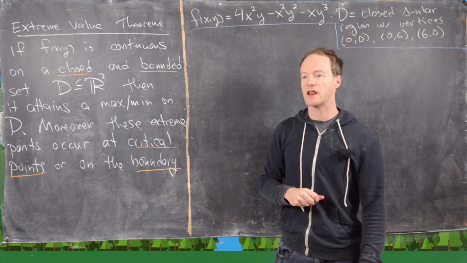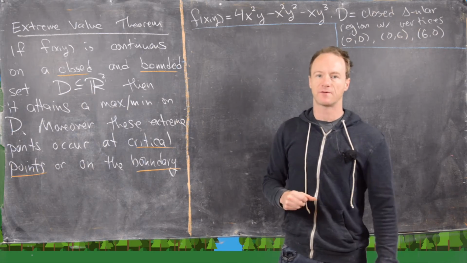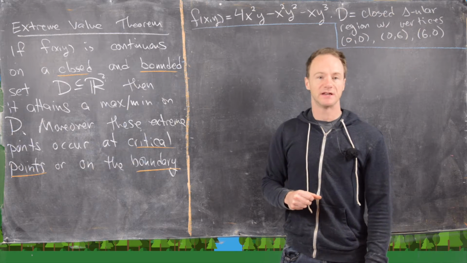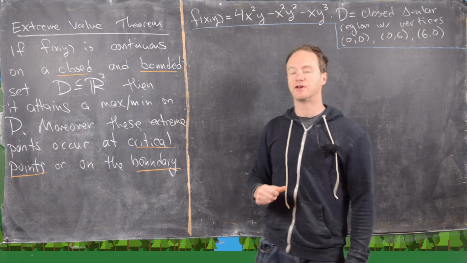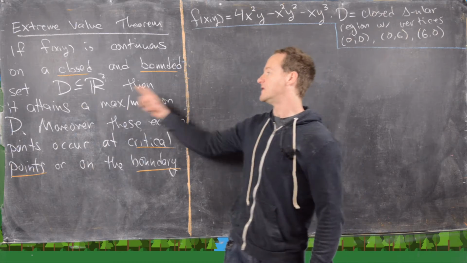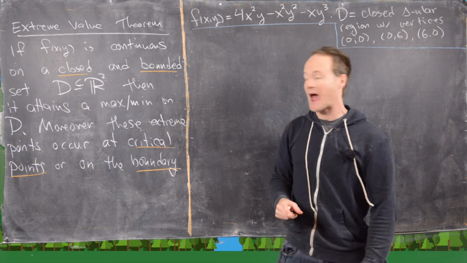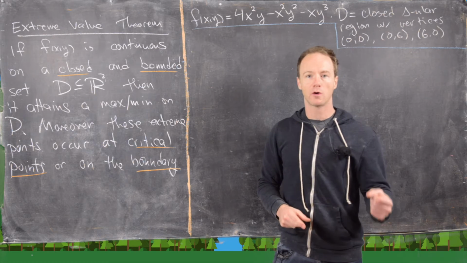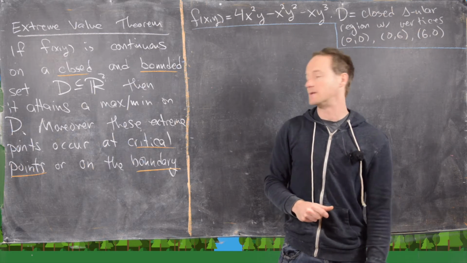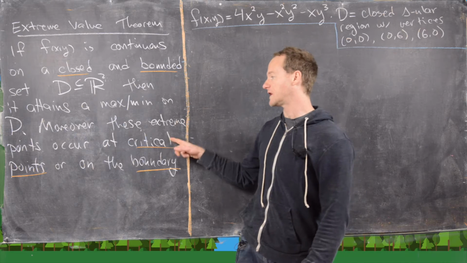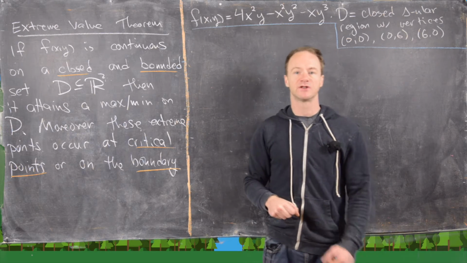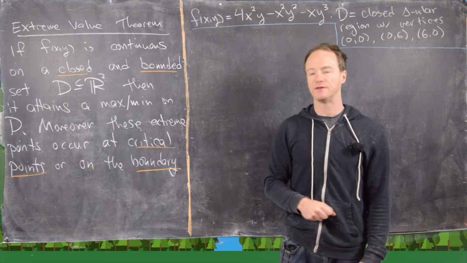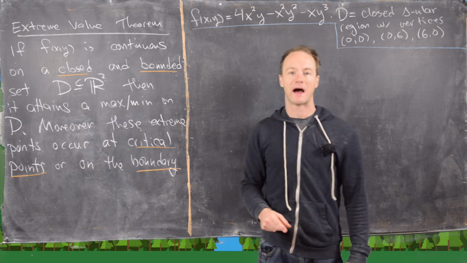In a previous setup video I talked about what it meant for a set to be closed and bounded in the plane, so I'll let you check that out if you need to. Then it attains an absolute maximum and minimum on this set D, and moreover we know where those maxes and mins happen. They can only occur at critical points, which are places where both partial derivatives equal 0, or on the boundary.